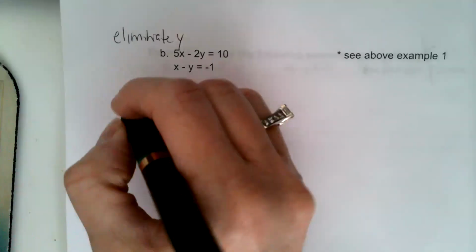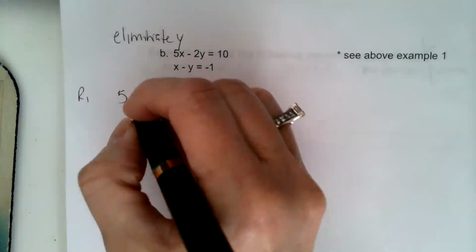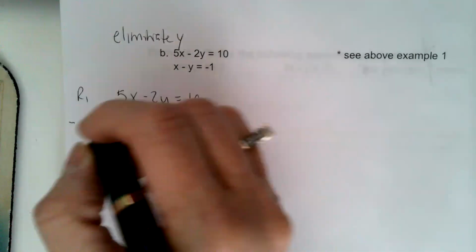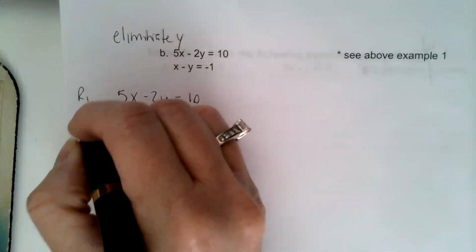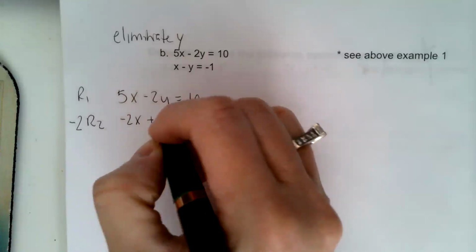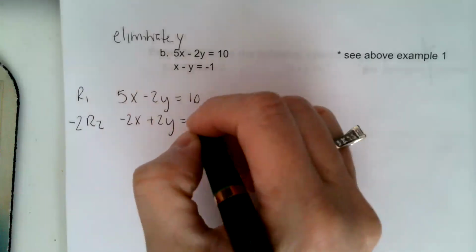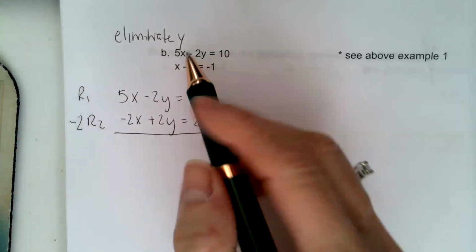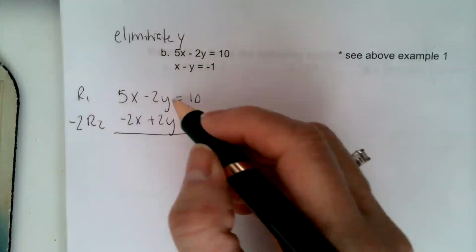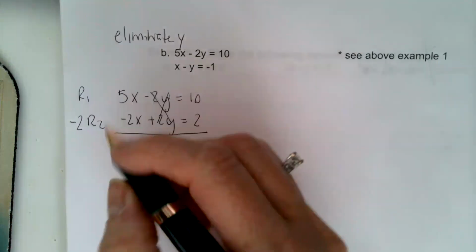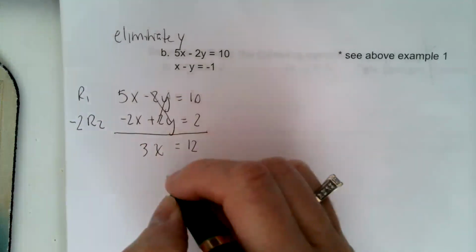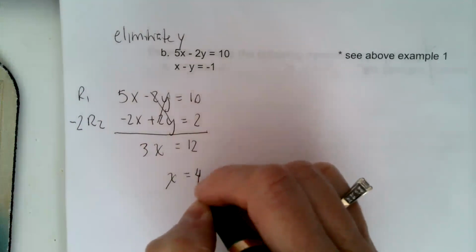So that means I'm going to leave row 1, 5x minus 2y equals 10. And I'm going to multiply row 2 by -2, so -2 times row 2. So that will give me -2x plus 2y equals +2. Make sure all terms in the row get multiplied by -2. So my y's do add to 0. I end up with 3x equals 12. And when I divide by 3, I get x equals 4.